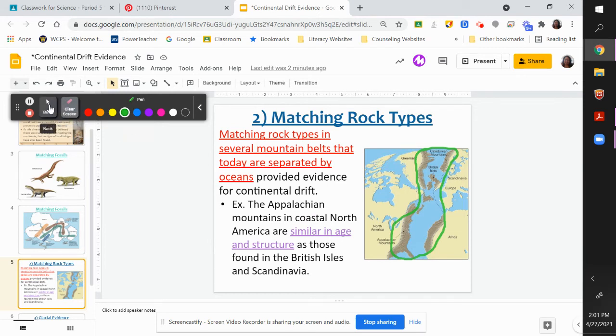Now, if we look, here's the example. The Appalachian Mountains in coastal North America are similar in age and structure to those in the British Isles and Scandinavia. So here's the British Isles and here's Scandinavia. So this all looks like it could be together, right? If they were all pushed together and connected, like Pangaea, like the theory says, then maybe that's why the mountains match and look the same there. Okay, so that is his theory.